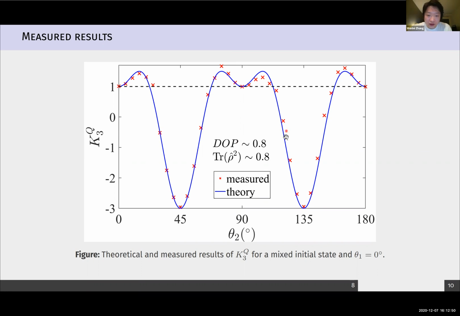We would like to repeat this experiment for maybe a completely unpolarized light where the DOP is close to 0 and the trace of rho squared is close to 0.5. But that is hard to do experimentally because to get an unpolarized laser beam, you will need to introduce some kind of decoherence somewhere, either by introducing spatial or temporal incoherence. But it's hard to introduce decoherence and keep the whole system stable. So we are trying to do that.